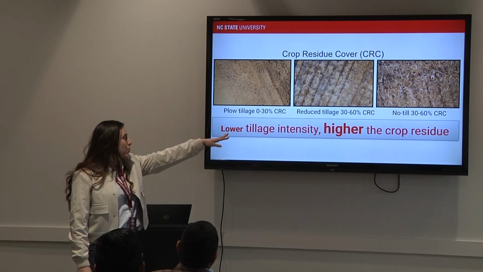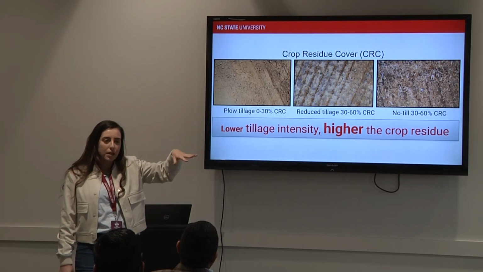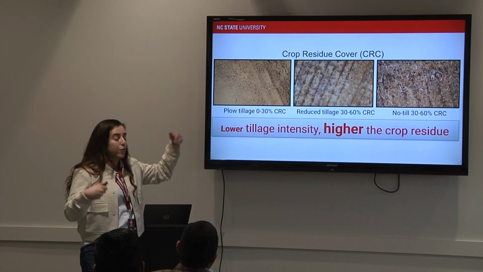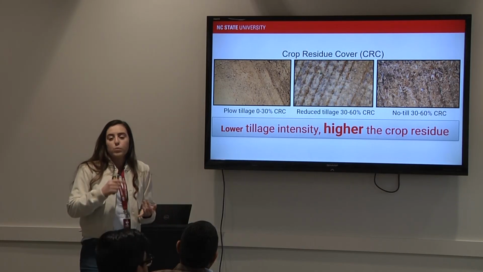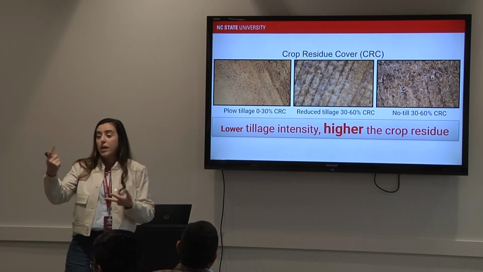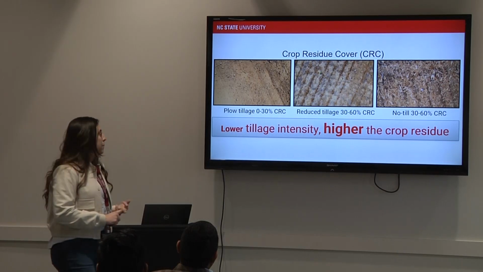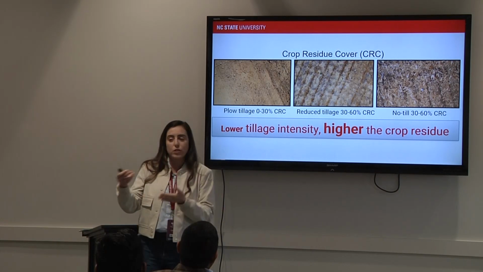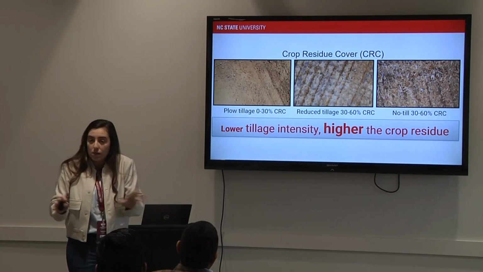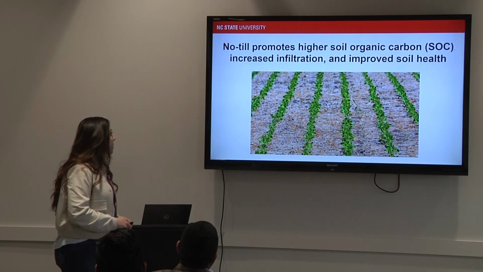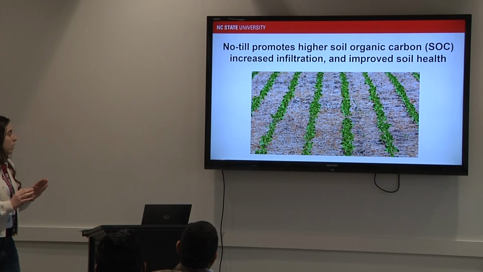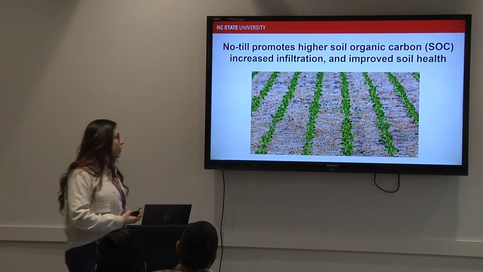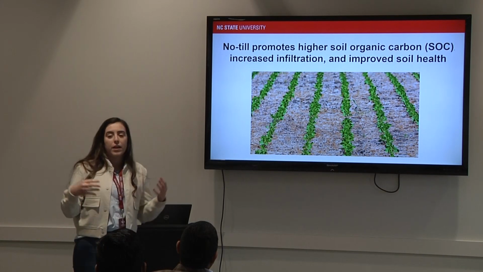But no-till practice, right? When you have a completely covered, or partially from 60% to 100% covered with any type of residue. It could be corn stalks, it could be soybean stalks, it could be cover crops, right? But in this case, it's not that we're trying to see which type of cover crop we're talking about. It doesn't actually matter, right? And the principal thing about no tillage is because it promotes higher soil organic carbon, increasing infiltration, improving soil health.